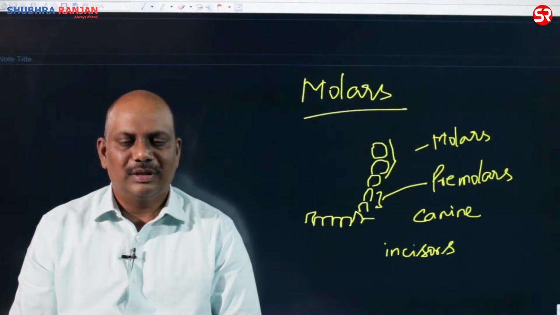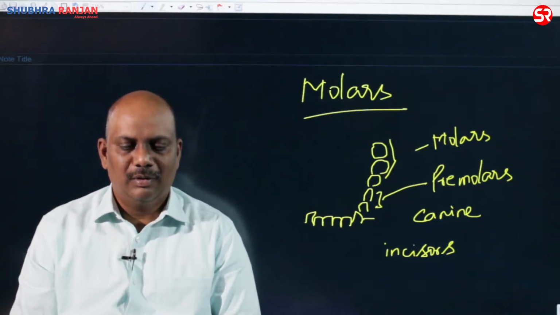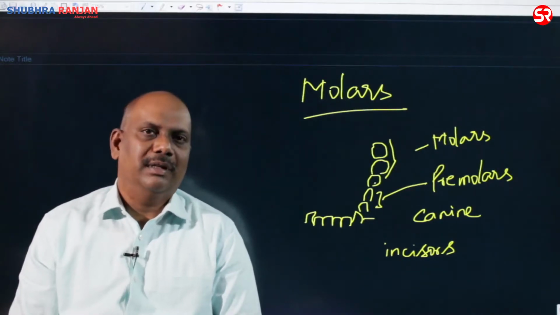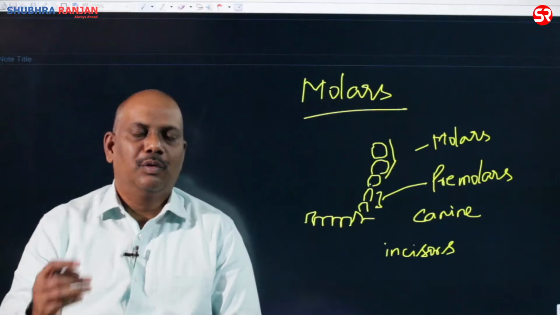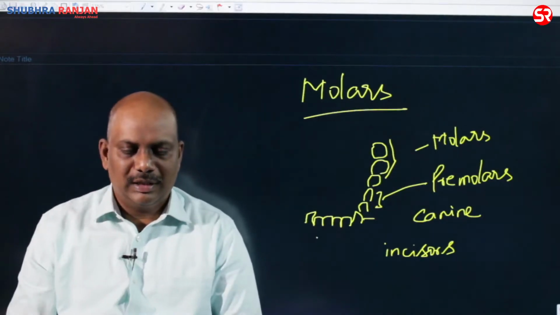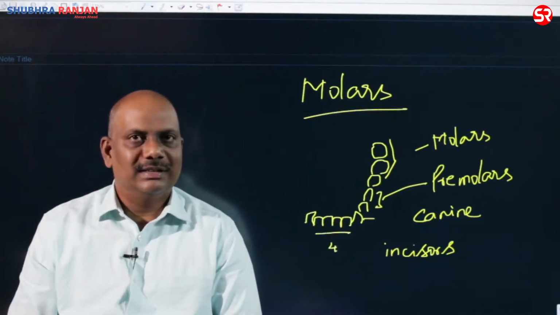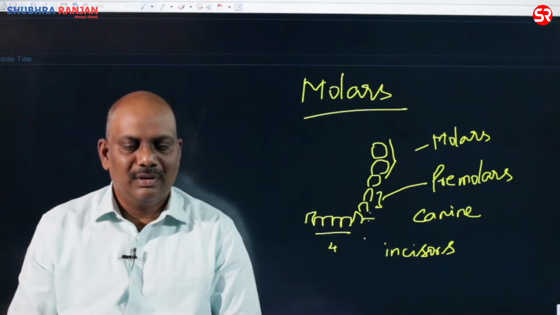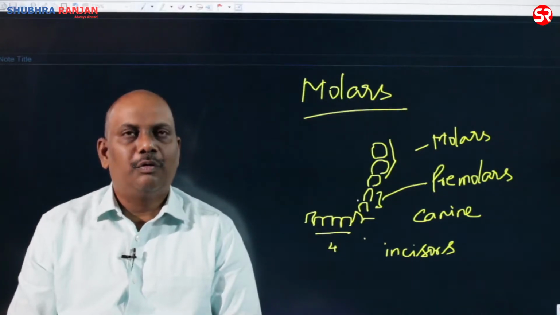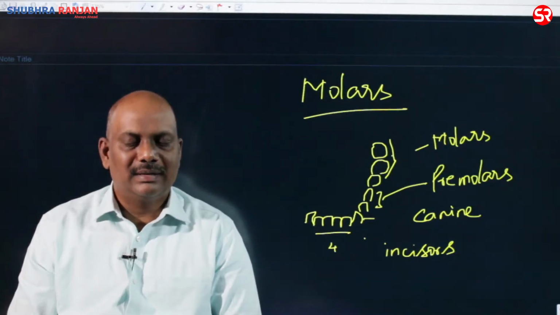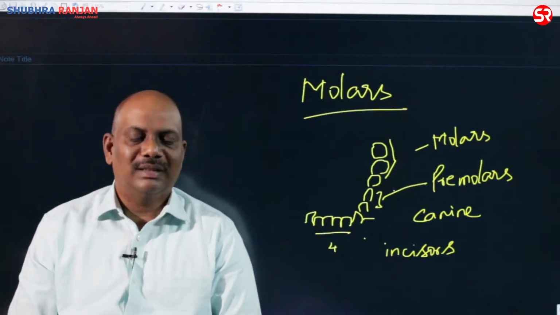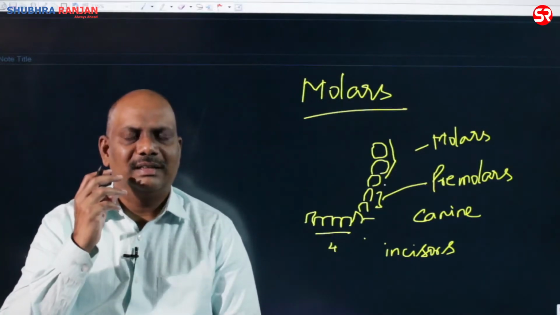These 3 are molars. The same pattern will be here. We have a 2 plus 1 plus 2 plus 3 pattern of teeth. In a single jaw, there will be 4 incisors, 2 canines, 2 plus 2, 4 premolars, 3 plus 3, 6 molars. Molars are the largest and the toughest teeth.